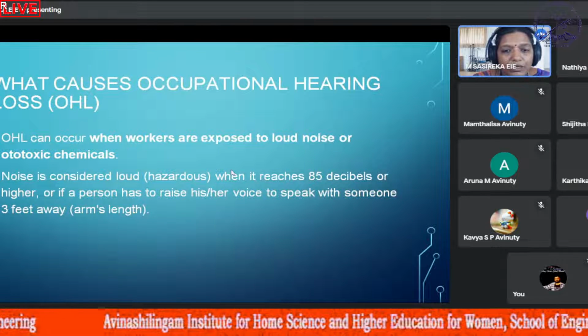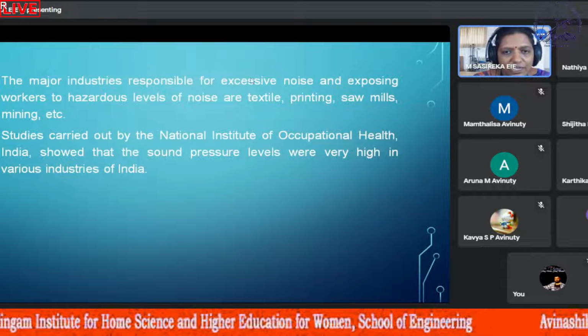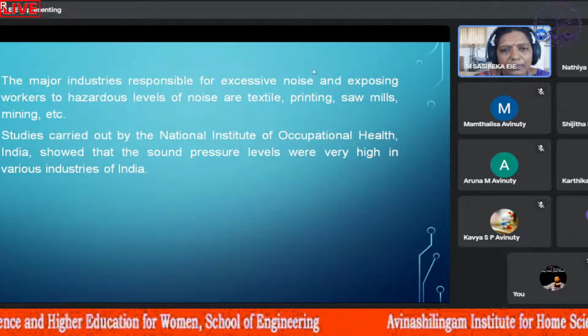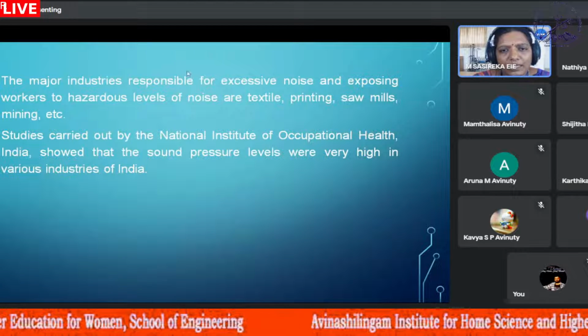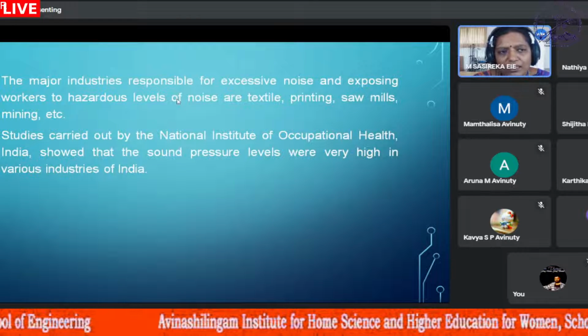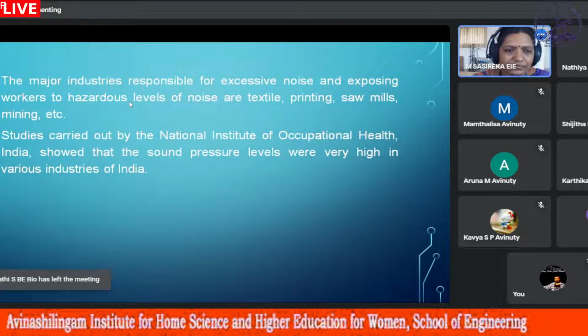Normally people working in mines will have this disease. So textile, printing, sawmills, mining, these are the major areas. People working in these areas, where they are exposed to excessive noise, may have this occupational hearing loss.